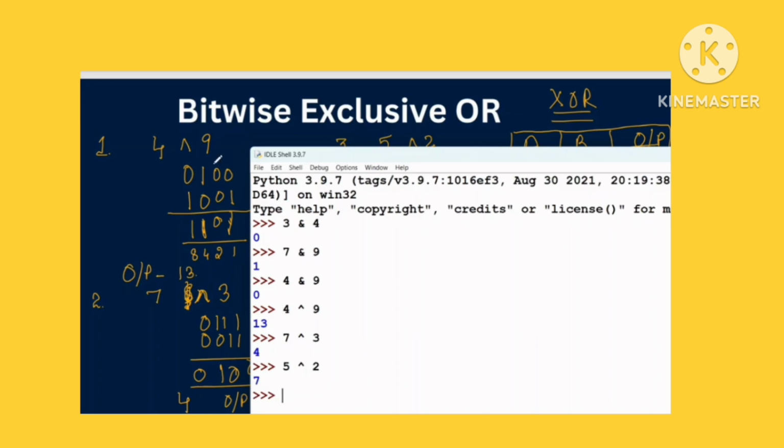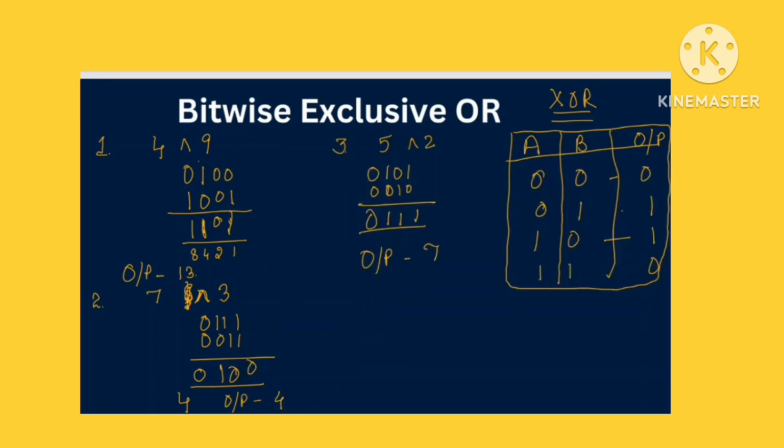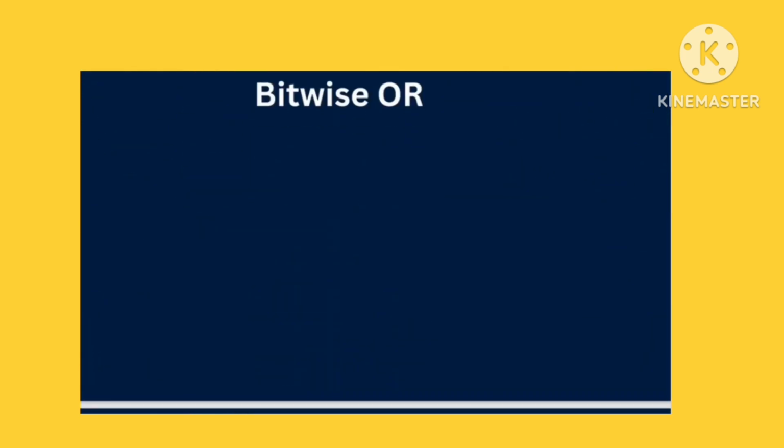So now the third part, that is bitwise OR. In case of bitwise OR, whenever one of the inputs is 1, the output will be 1. So let us draw the truth table of the bitwise OR. Two inputs we will take, or first let us solve this question.